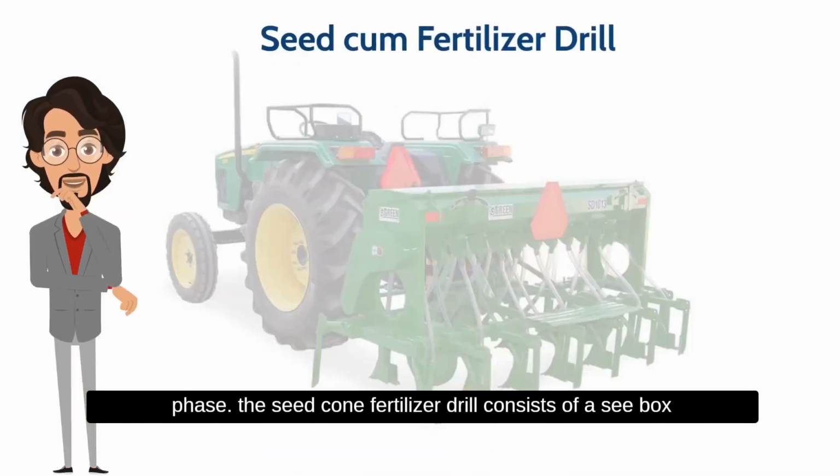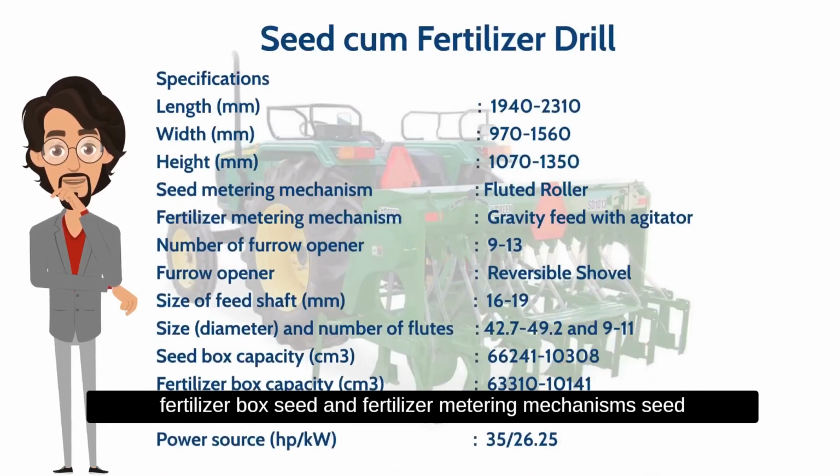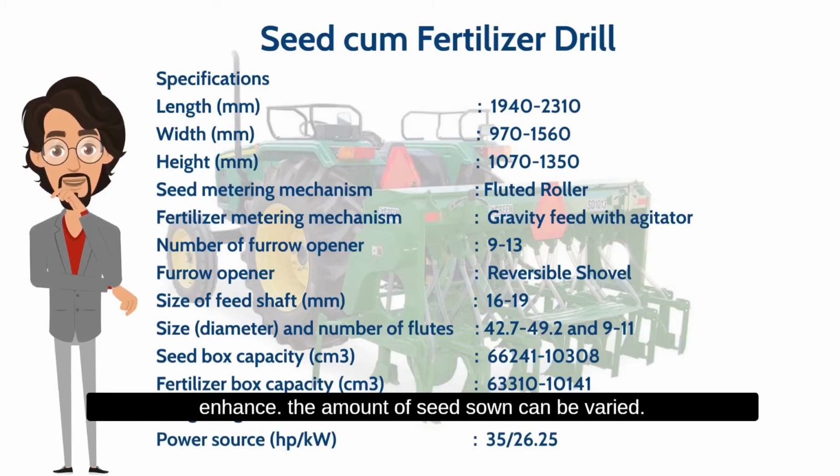The seed cum fertilizer drill consists of a seed box, fertilizer box, seed and fertilizer metering mechanisms, seed tubes, furrow openers, seed and fertilizer rate adjusting lever, and transport cum power transmitting wheel. The fluted rollers are driven by a shaft which gets power from wheels. Fluted rollers fixed in the seed box receive the seeds into longitudinal grooves and drop them in the seed tube attached to the furrow opener. By shifting the rollers sideways, the length of the grooves exposed to the seed can be increased or decreased, and hence the amount of seed sown can be varied.